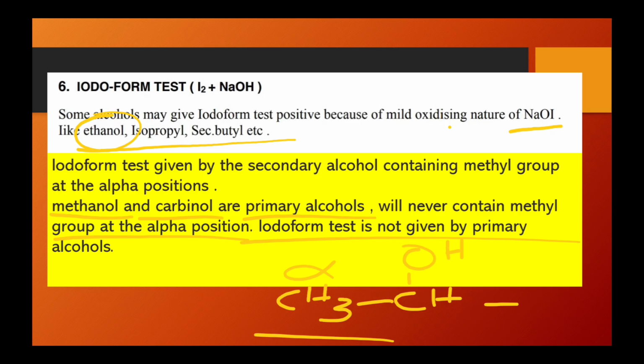So at the alpha position, a methyl group and CH3CHOH, this type of group present, that alcohol only will give the iodoform test. Otherwise the remaining alcohols do not give this iodoform test. The iodoform test is given by secondary alcohols containing a methyl group at the alpha position. So this is a very important test to find out secondary alcohols containing a methyl group. Many times this iodoform test has been asked in previous NEET and JEE Mains examinations. So this test is very important. Please note it down.